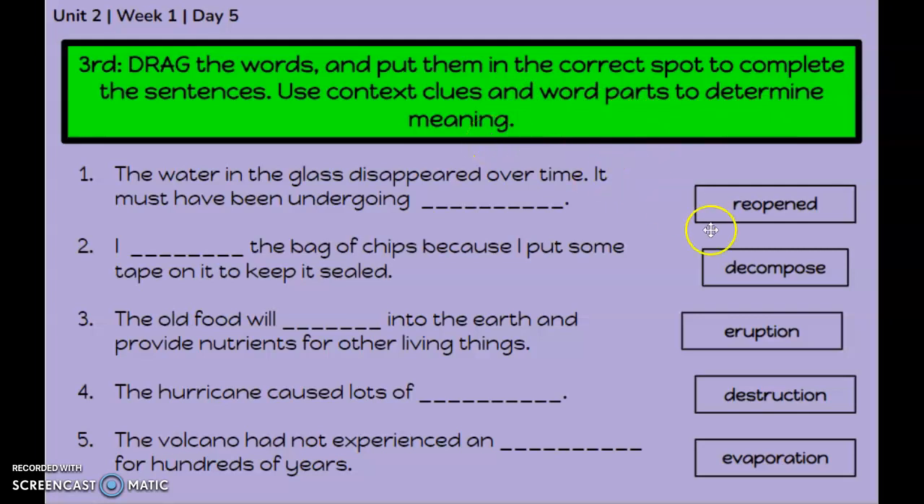The 5 words you are picking from are reopened, decompose, eruption, destruction, and evaporation. Let me read you the 5 sentences with the blanks. Number 1: The water in the glass disappeared over time. It must have been undergoing blank. Number 2: I blank the bag of chips because I put some tape on it to keep it sealed. Number 3: The old food will blank into the earth and provide nutrients for other living things. Number 4: The hurricane caused lots of blank. Number 5: The volcano had not experienced an blank for hundreds of years.